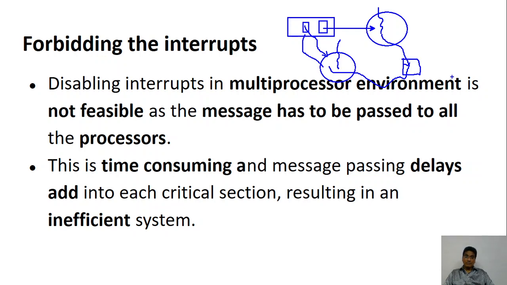What is the meaning of saying mutual exclusion? When one process is doing something, all the others should not go and touch that. So mutual exclusion: you are doing, others are not allowed to do. If others are doing, you are not allowed to do. So that mutual exclusion won't be there.